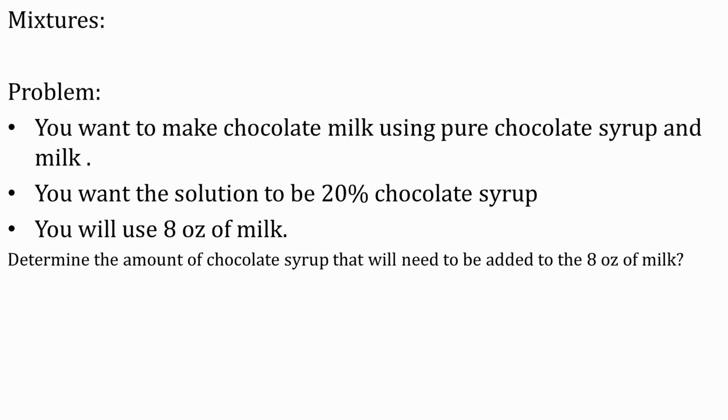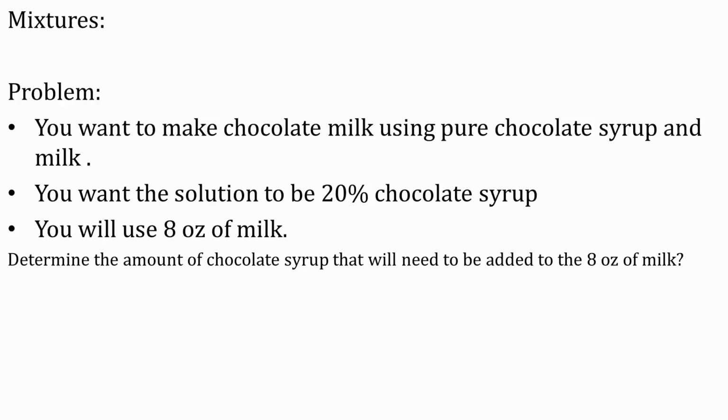In this video, we will go over two types of mixture problems. This will be the first one. So you want to make chocolate milk using pure chocolate syrup and milk. You want the solution to be 20% chocolate syrup, and you will use 8 ounces of milk.